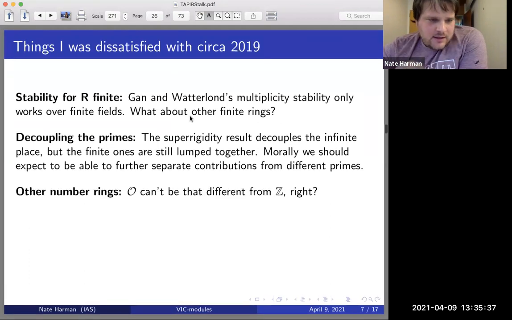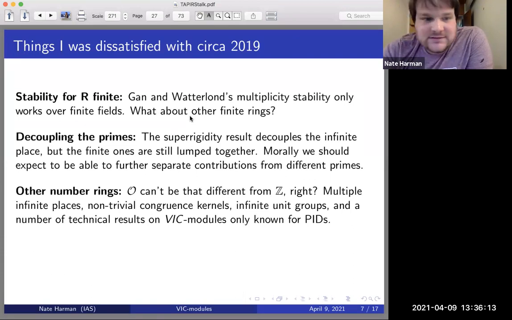All right. Another thing is other number rings. So O will be the ring of integers in some number field, and we think that, looking at GL_n(O) versus GL_n(Z), we expect something should hold. If we have the superrigidity result for Z, we should get it for O as well. And morally, that seems like it should be true.